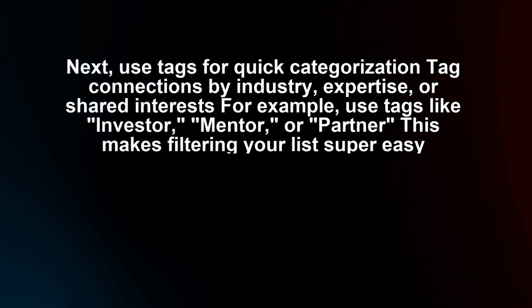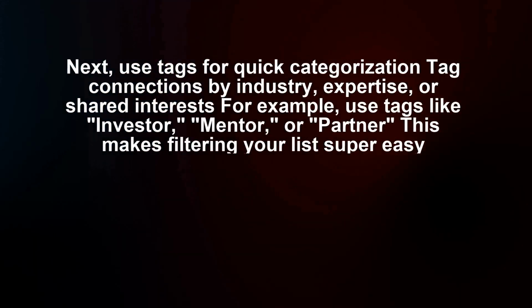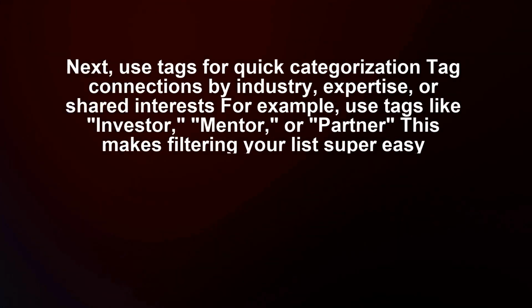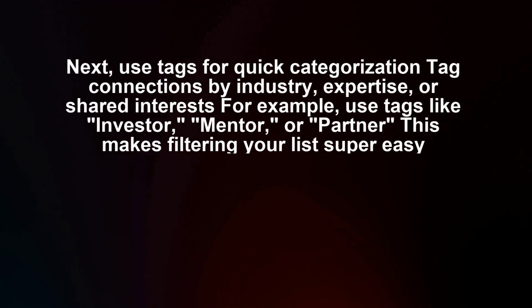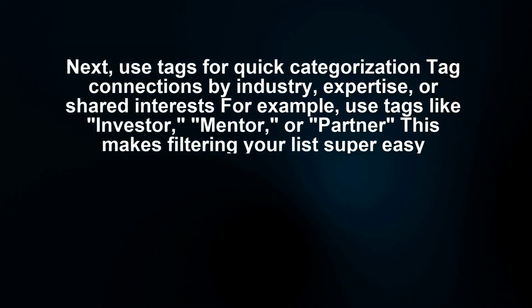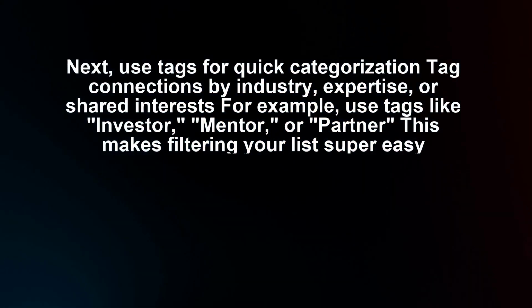Next, use tags for quick categorization. Tag connections by industry, expertise, or shared interests. For example, use tags like investor, mentor, or partner. This makes filtering your list super easy.